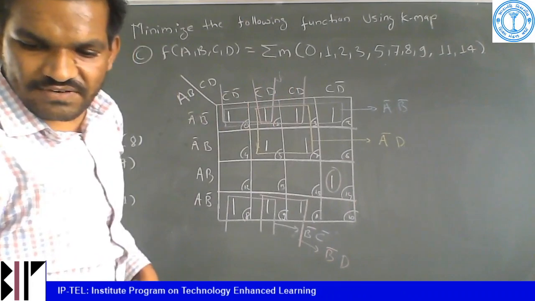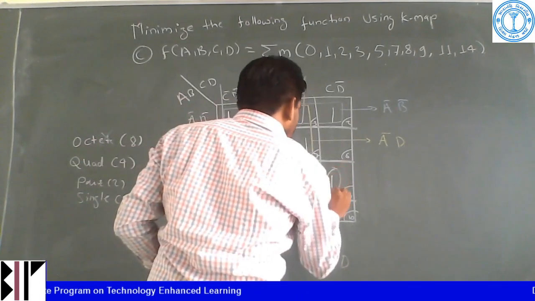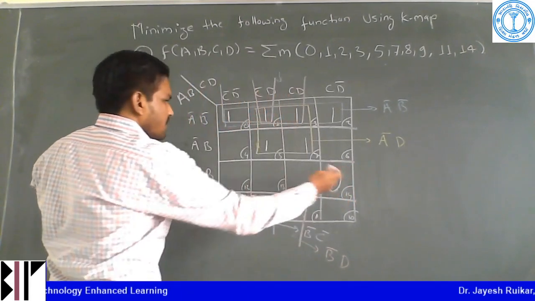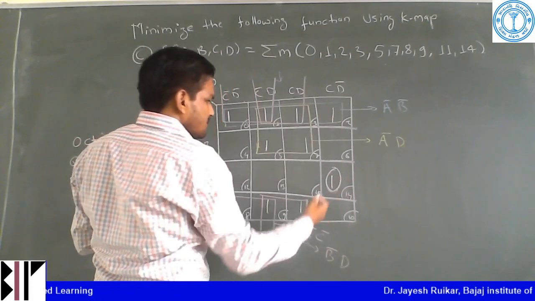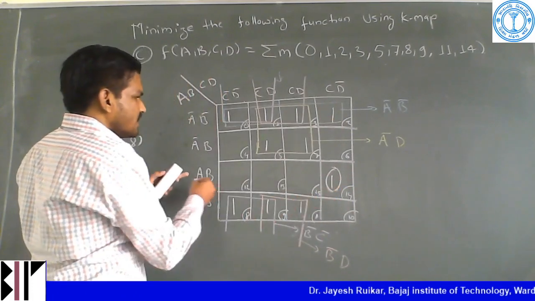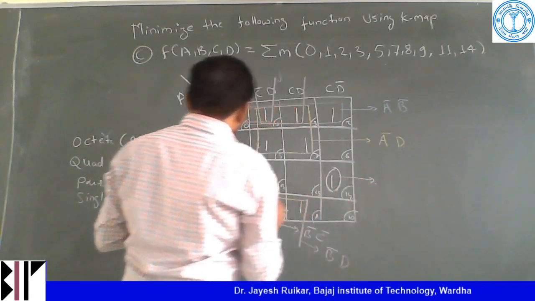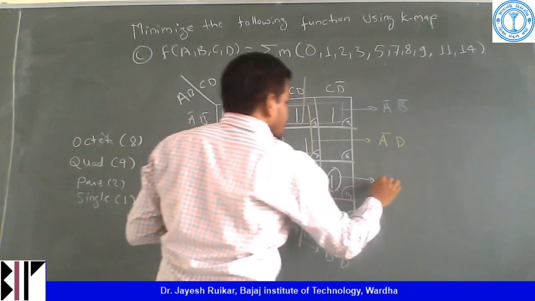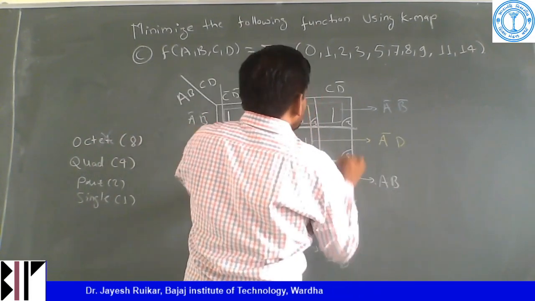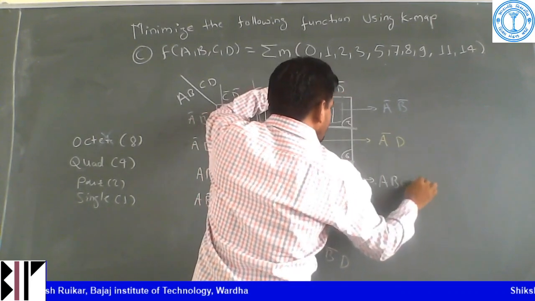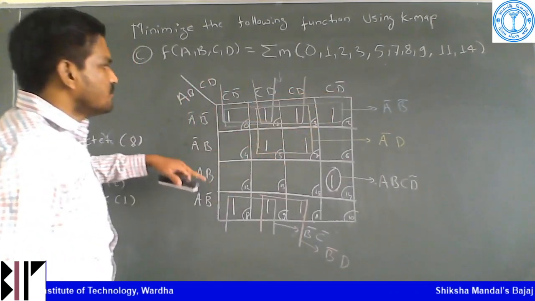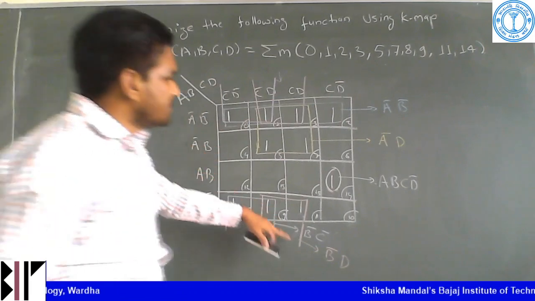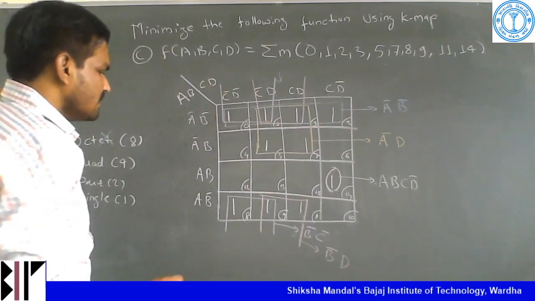In this case, I will write the equation. So only once, we cannot combine any one with the adjacent one. So directly we can write the equation for this. AB, and this is CD bar. Okay. So a total of 5 groups we have done, and now we are combining these.